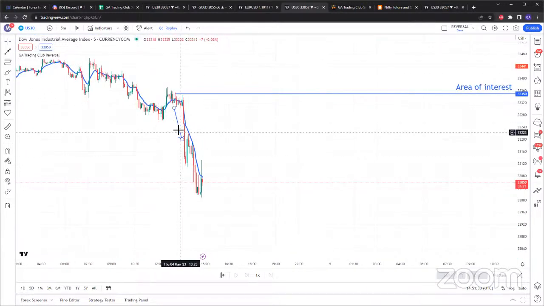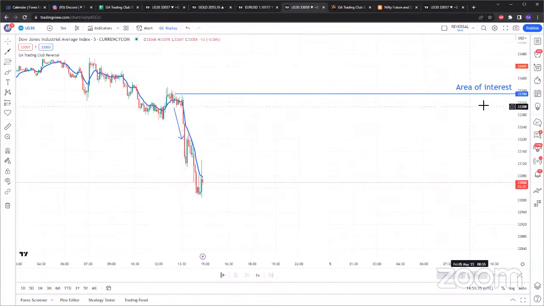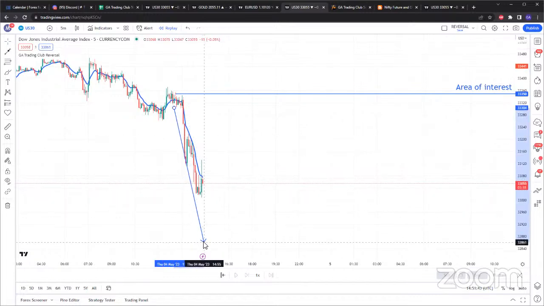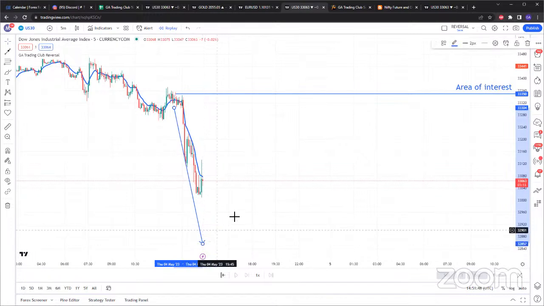Because this 150 pip, so what we need here is a 500 pip move. So 33,350 minus 500 is 32,850. So we need a trend that's this far. So we need price to come down here.